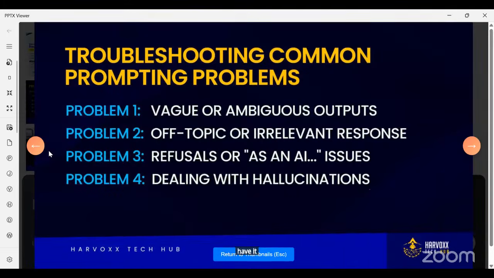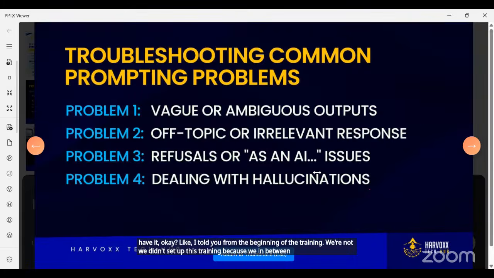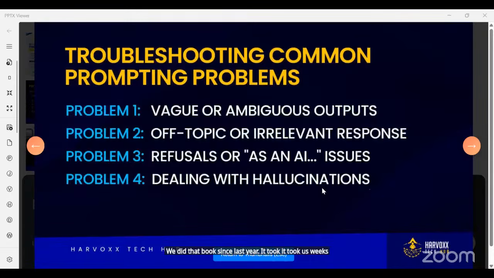Okay, like I told you from the beginning of the training, we didn't set up this training so that in between we now say, oh, go and buy the book. No, in short, most of you that will get the prompt engineering handbook later, you'll be amazed that most of the things we even taught here were not contained in the book. Okay, so yeah, I will do that. I wish I had it so that I can give you an example. I mean, we did that book since last year. It took us weeks. It was crazy.